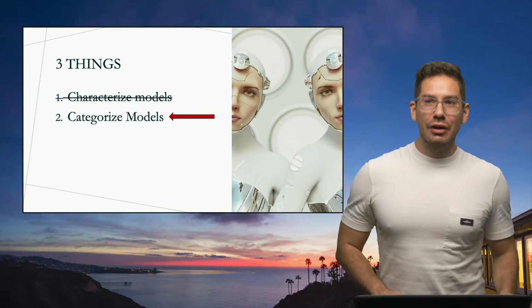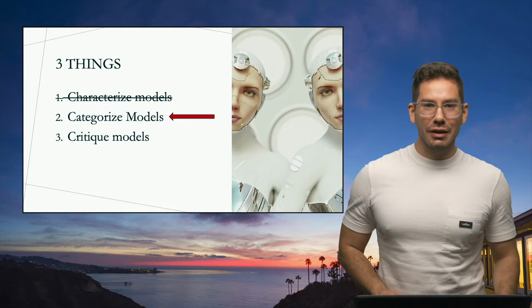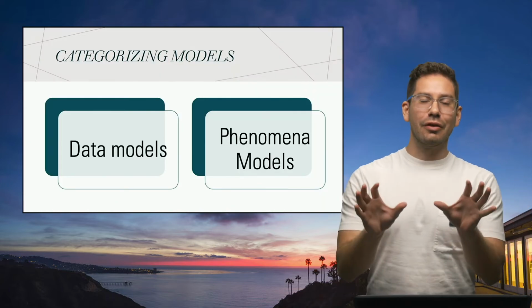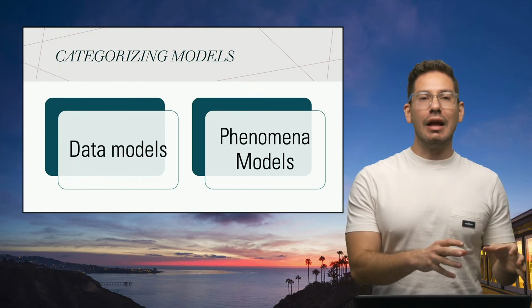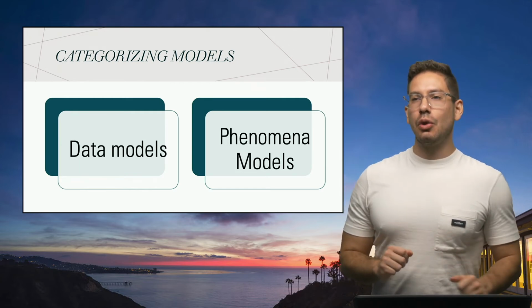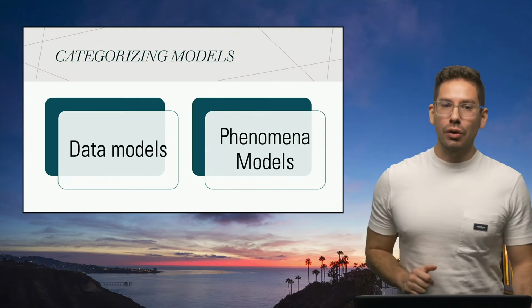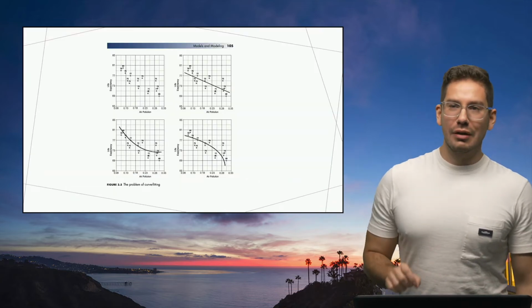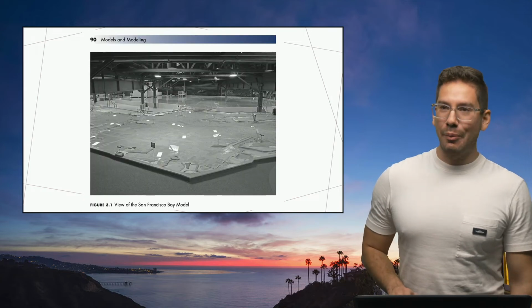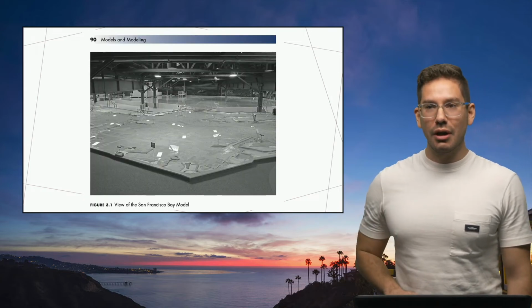Okay, we have characterized models. Now let's go on to categorizing them. Two main ways to categorize the models. Data models model data that somebody collected. Phenomena models try to model something out in the world. Right? So for example, this is a data model because it's about data that somebody collected, and this is a phenomena model because it's a model of something out in the world, in this case San Francisco.